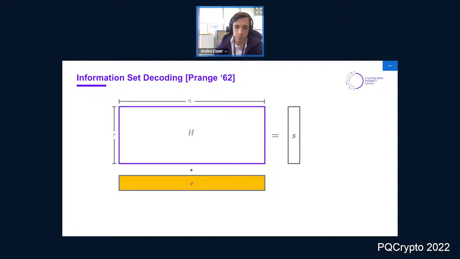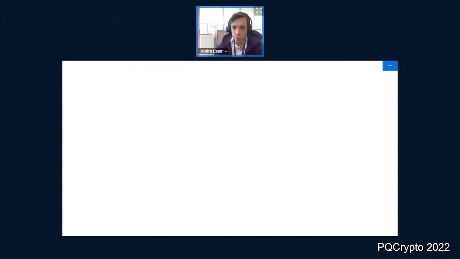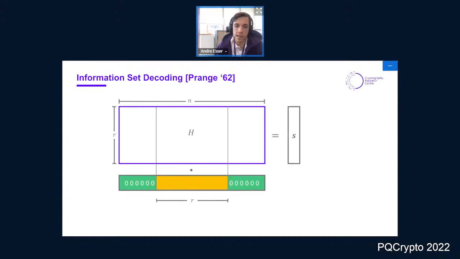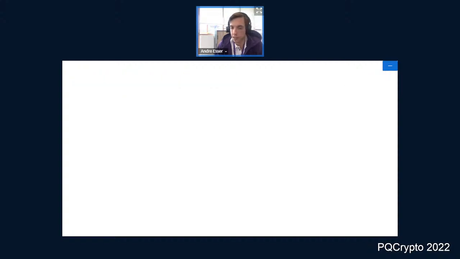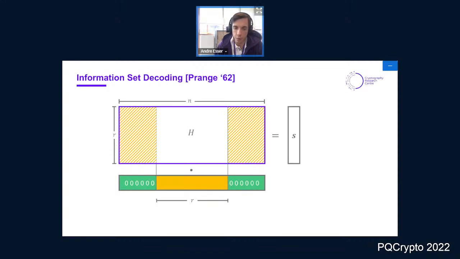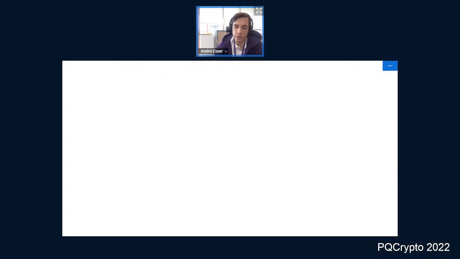Imagine we knew a set of n minus r zeros in the vector e. Here they are represented at the beginning and the end just for easier illustration, but they could be distributed anywhere over this vector. Then, of course, these parts of the matrix are not relevant in the matrix-vector product because they are multiplied by 0. Then we can also remove them from this matrix.